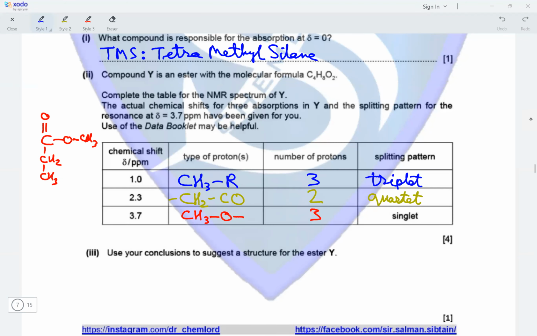Use your conclusions to suggest a structure for ester Y. We've already identified the structure for ester Y. This would be a CH3 attached next to a CH2, which is bonded to a C double bond O, which is bonded to an oxygen atom of the ester group, and we are left with a CH3 group attached to the oxygen atom. So the name of this ester would be methyl propanoate.